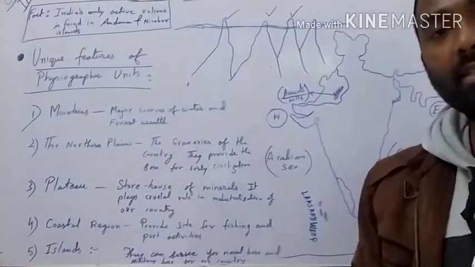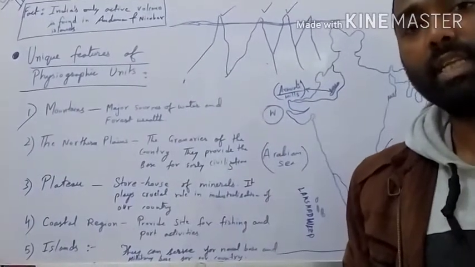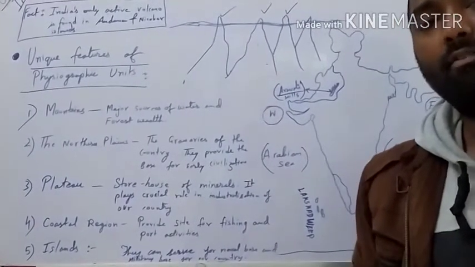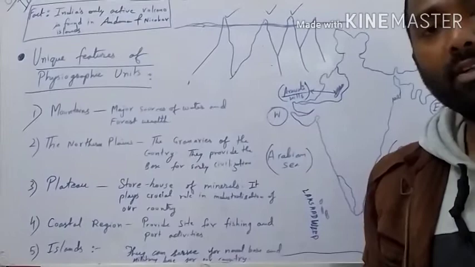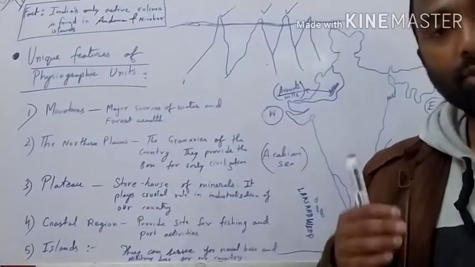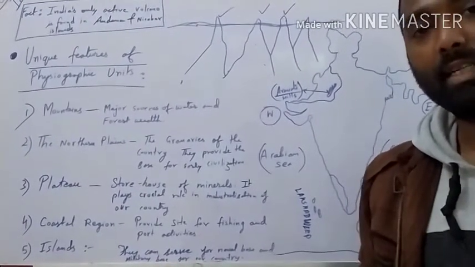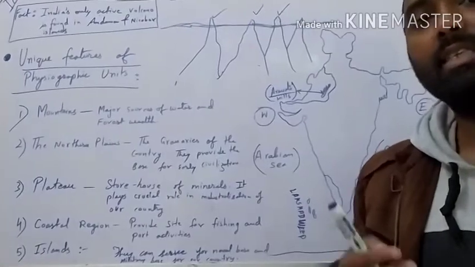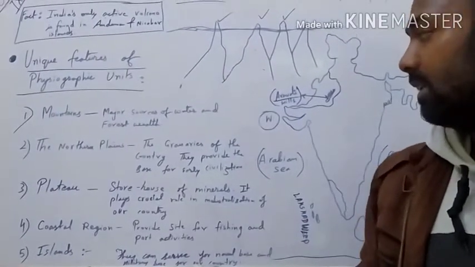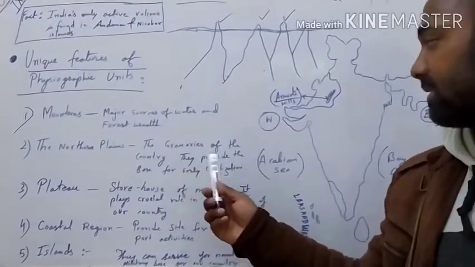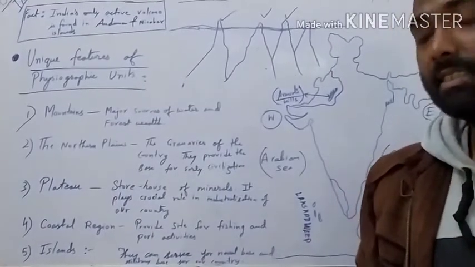Now we have already discussed that the rivers flow through the northern plains and make them fertile. There is a source of water as well as fertile land. So early settlements, the early civilization, developed in this region, and that is why it is regarded as the base of early civilization.